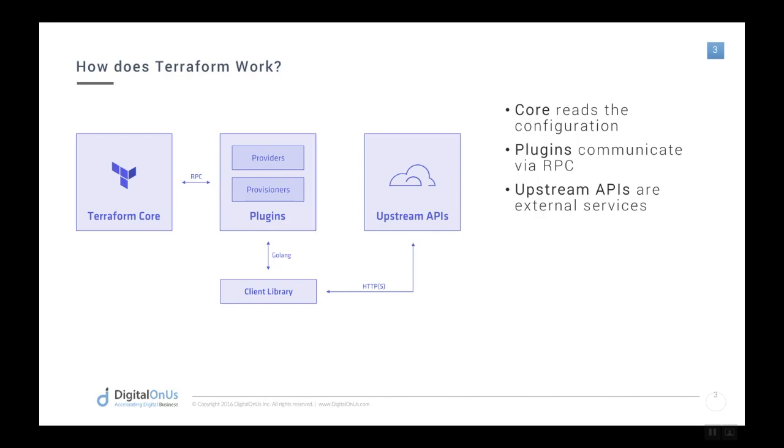Upstream APIs are external services or APIs held by third parties which interact with Terraform. Terraform core never interacts directly with those APIs. Instead, it asks the plugin to perform these operations. This provides separation of concerns. The core doesn't implement API nuances, and the plugins don't need to know about graph theory.